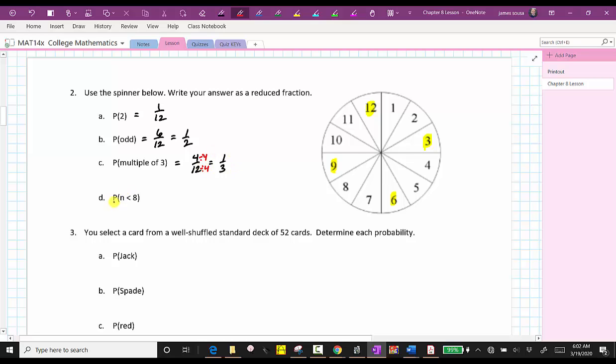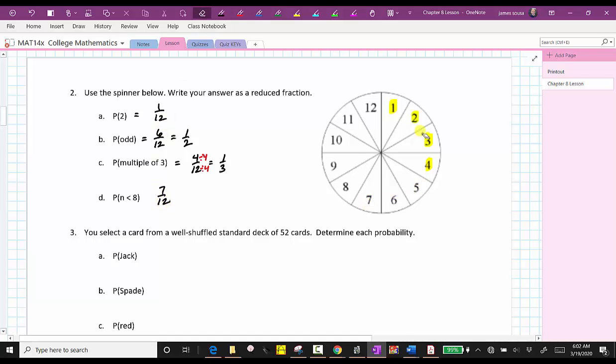And then finally, for part D, we want the probability that the number is less than 8. Well, the numbers less than 8 are 7, 6, 5, 4, 3, 2, 1. There are a total of 7 favorable outcomes out of a total of 12. The probability that the number is less than 8 is 7/12.